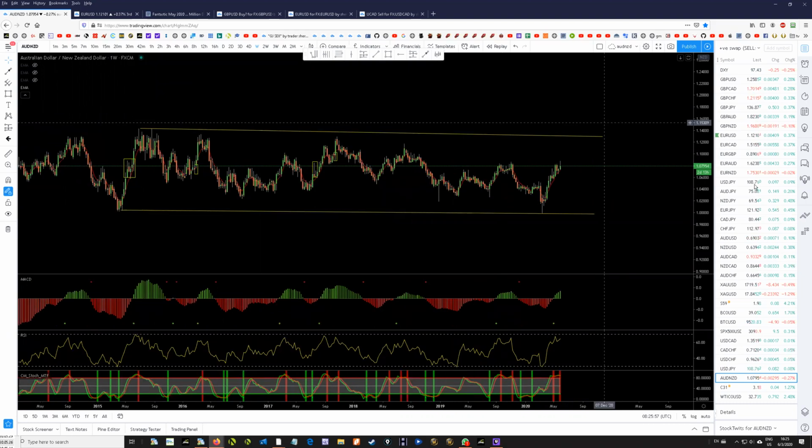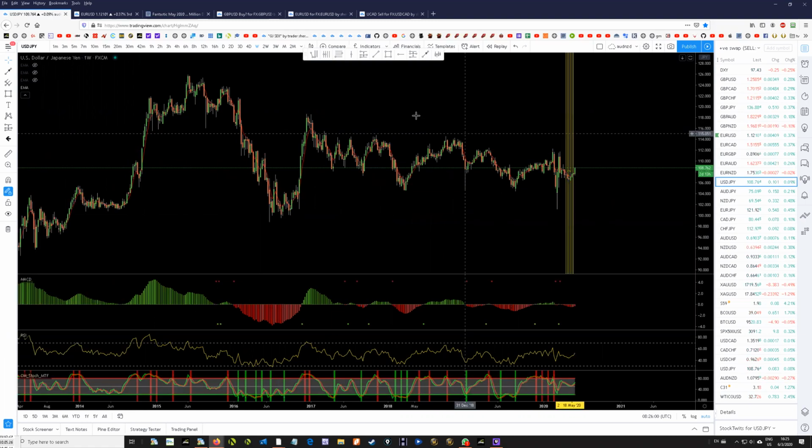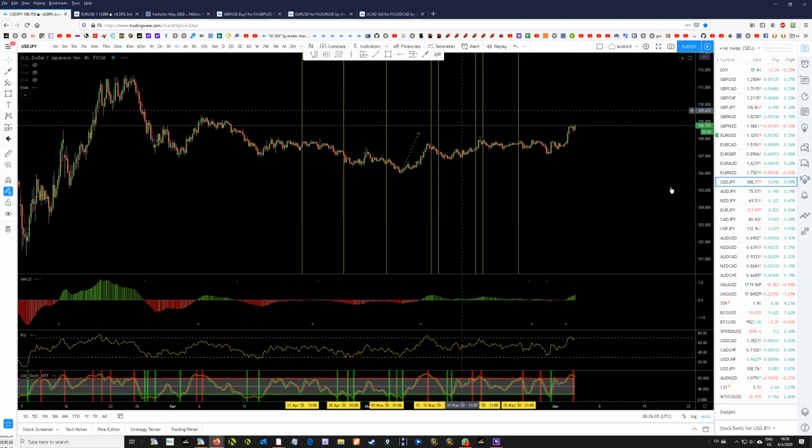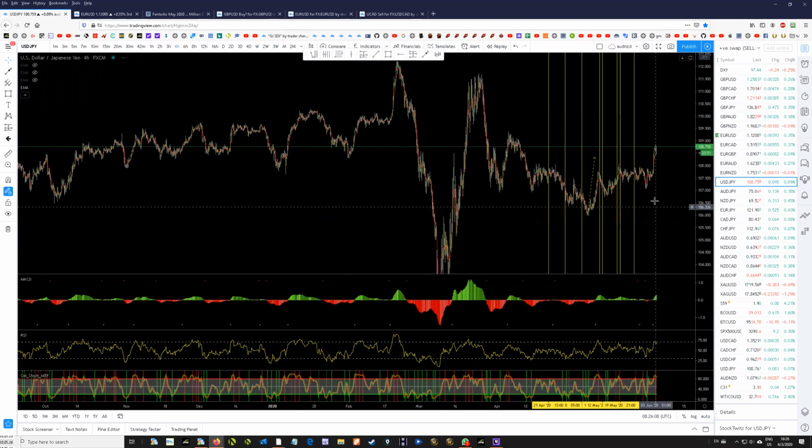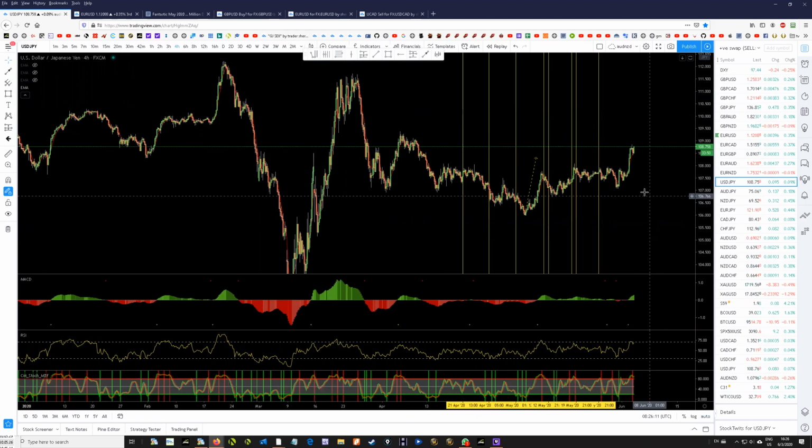Let's go look at the dollar yen. Yeah, dollar yen was supposed to have an epic move, right? I posted it on one of my charts. So it looks pretty insane. Look at that. It's actually going up. God, oh man.